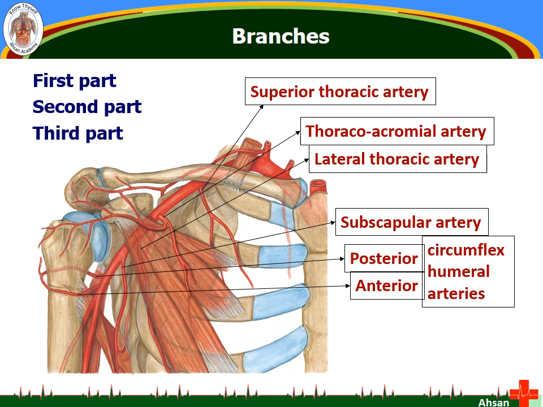So it can be easily remembered that the first part gives one branch, superior thoracic artery, the second part giving two branches, thoracoacromial and lateral thoracic, and third part gives the subscapular artery as well as circumflex humeral posterior, circumflex humeral anterior.